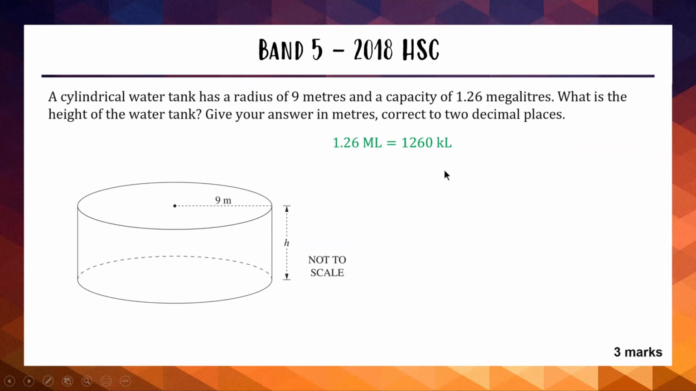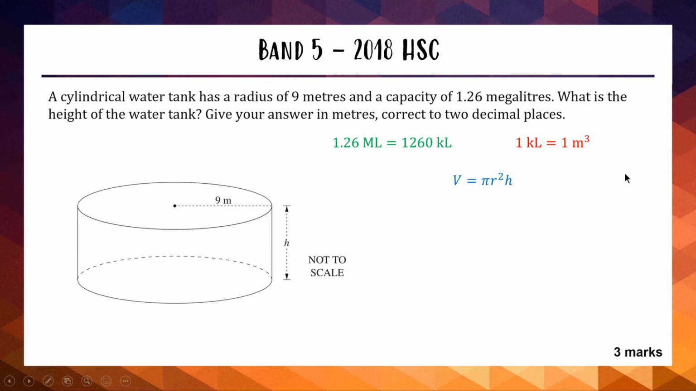That's important because our content knowledge also tells us that a kiloliter of water is 1 cubic meter of volume. If you think about in your room, if you had a box that was 1 meter by 1 meter by 1 meter, it'd be pretty big. It could hold 1,000 liters of water. So if our cylinder can hold 1.26 megaliters, it can hold 1,260 kiloliters, which means it's got a volume of 1,260. This is really important because now we can use our volume formula and work backwards to find the value of h.